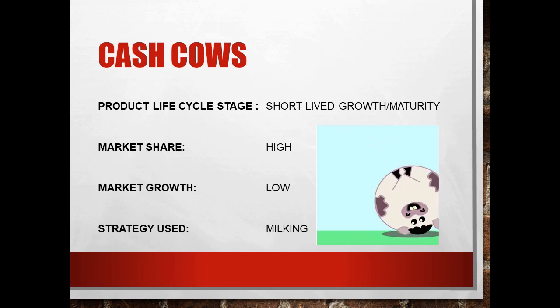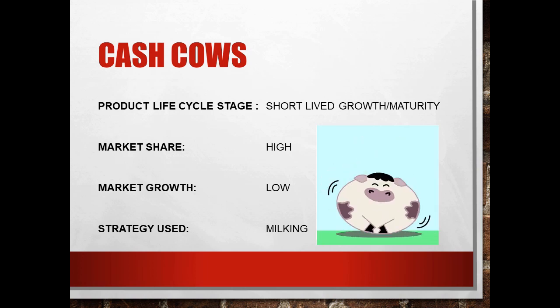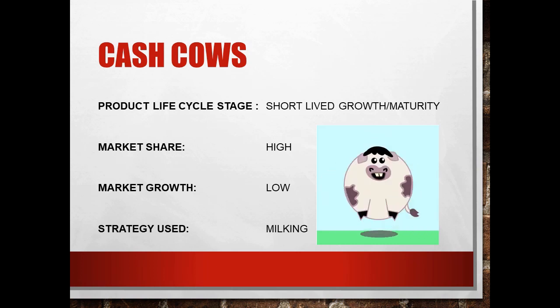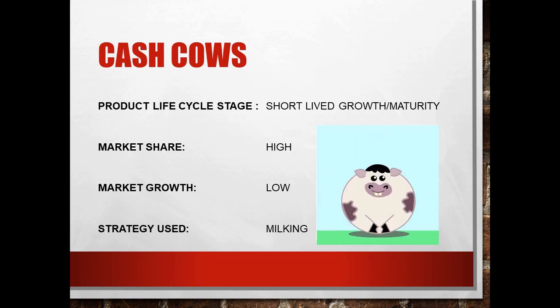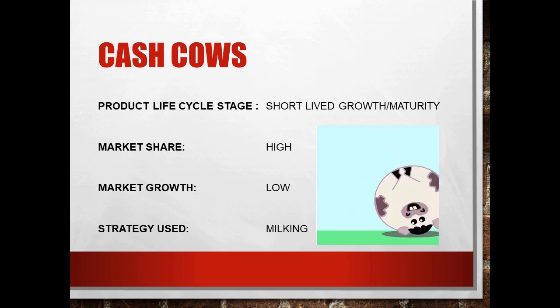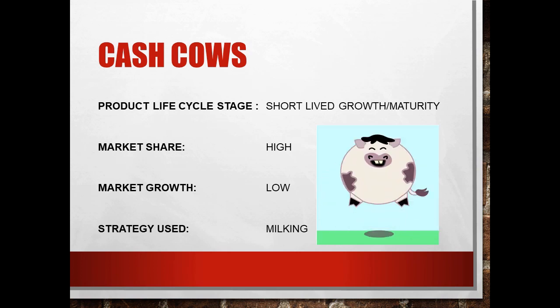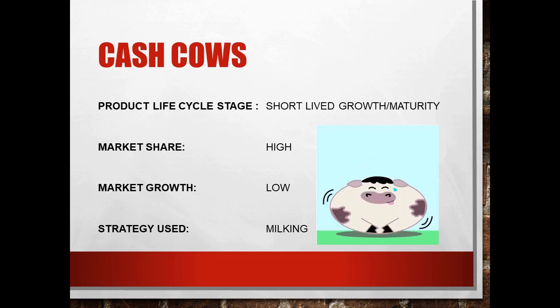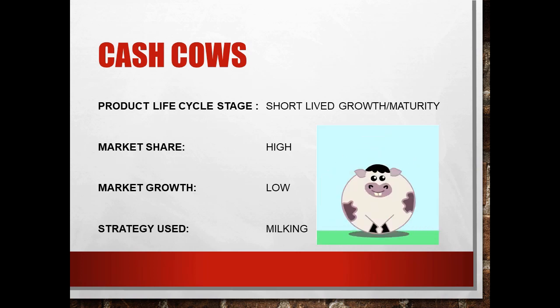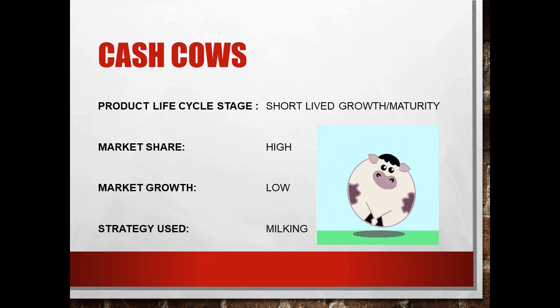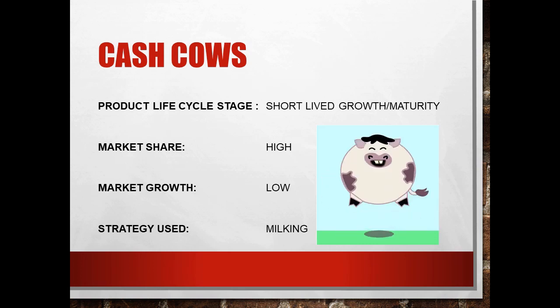The third type of product identified by the Boston matrix is what you call a cash cow. A cash cow is a product which is currently doing really well. It has a very high market share, but its future is not necessarily secure. So it is currently doing well, and it might not do well in future. So again, we need to plan the activities very carefully.